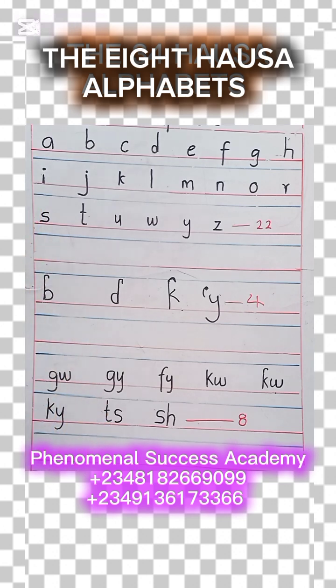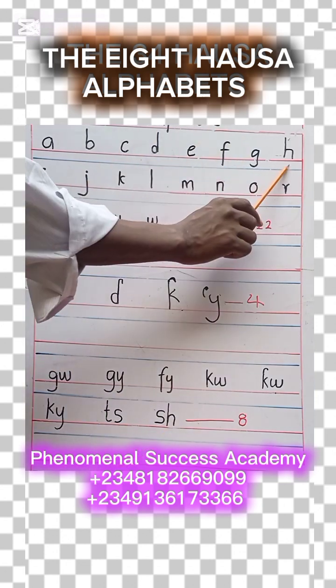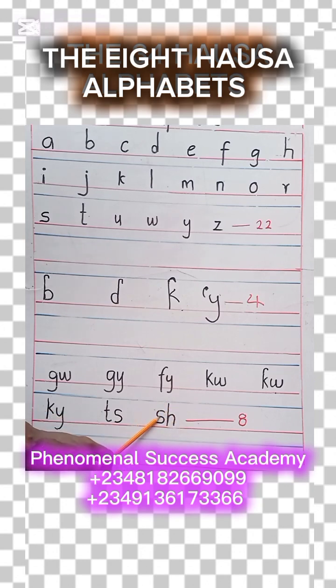And now listeners, here is the last one. Sha. Sha is a combination of sa and ha. If you see them together, you say sha.